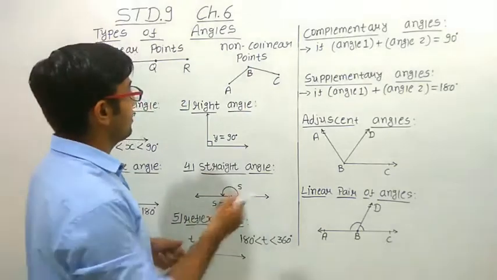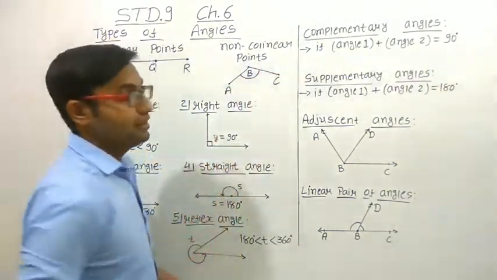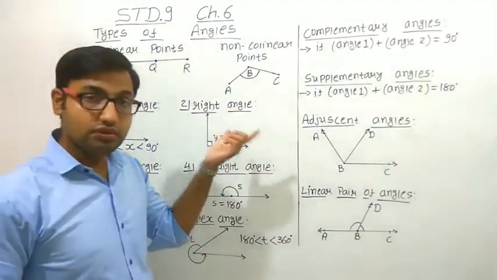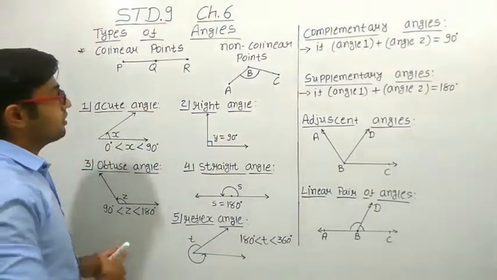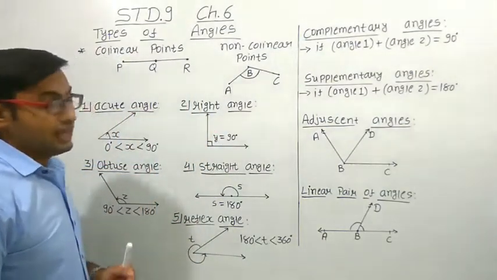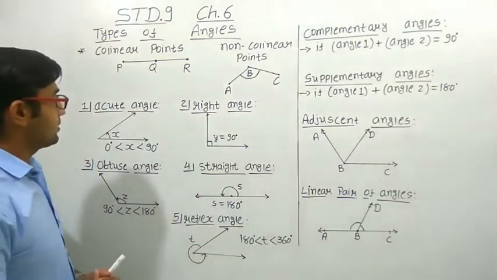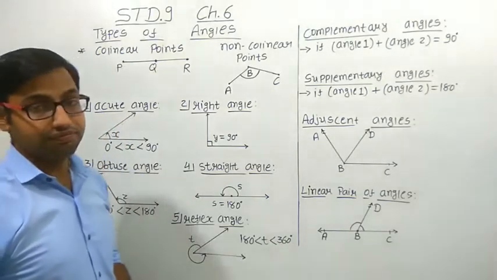And from those non-collinear points, here you can see that an angle is formed. Right? So when the angle is formed, that is also important to know. Okay, now if the 3 points are non-collinear, then the angle is formed. So what kind of angles are there?